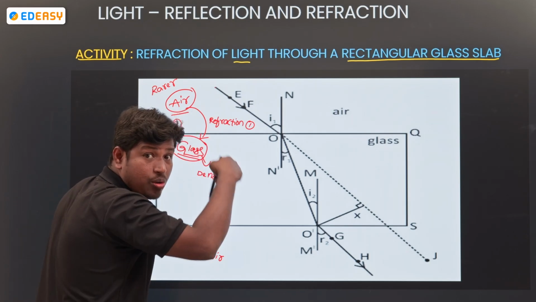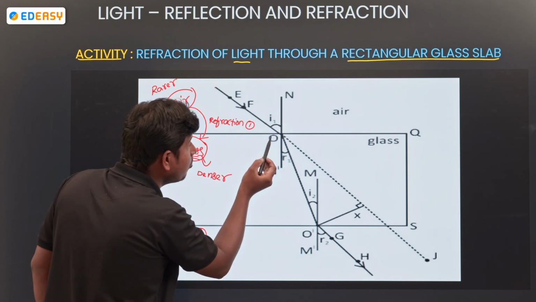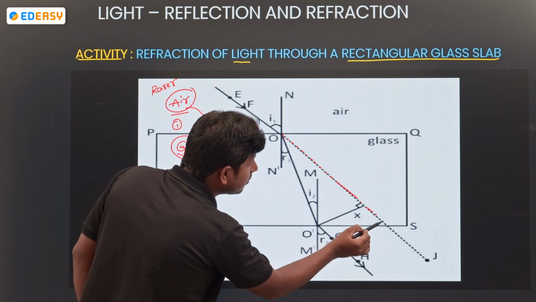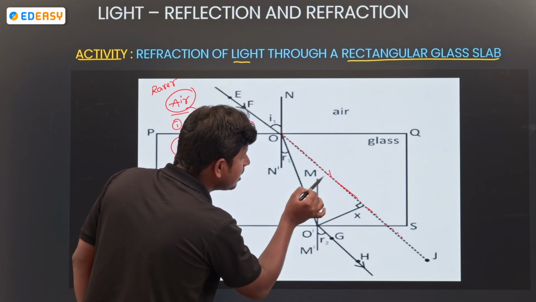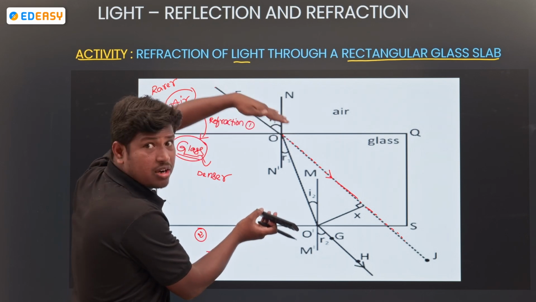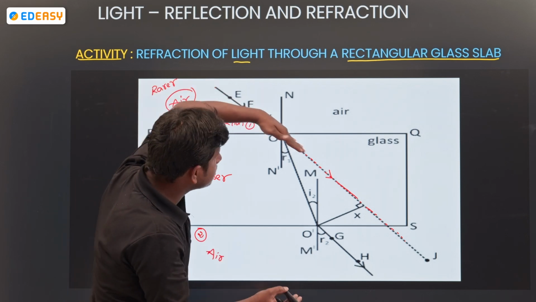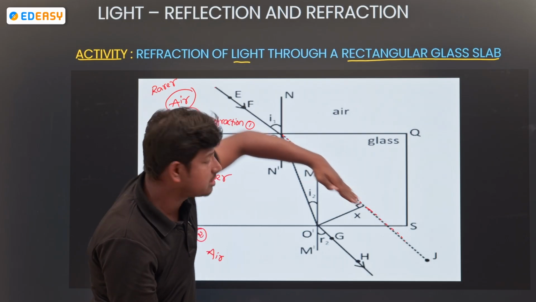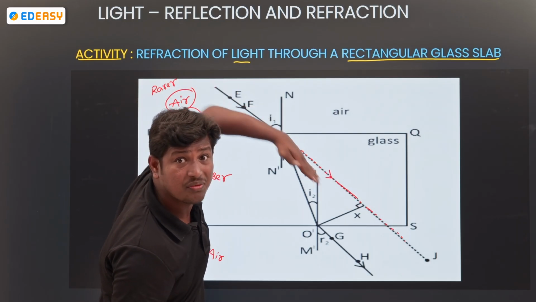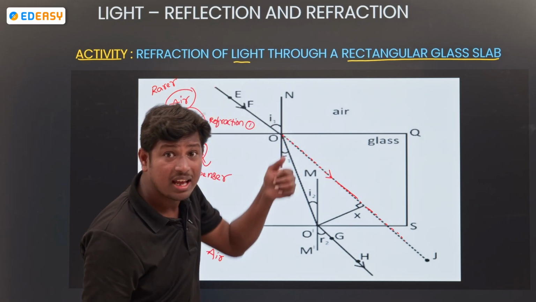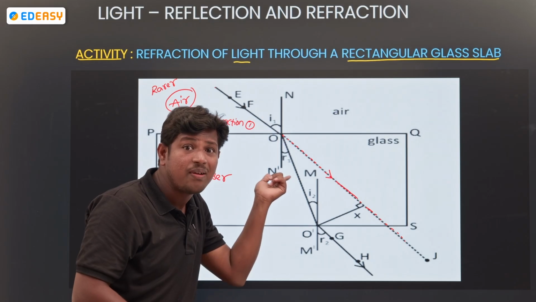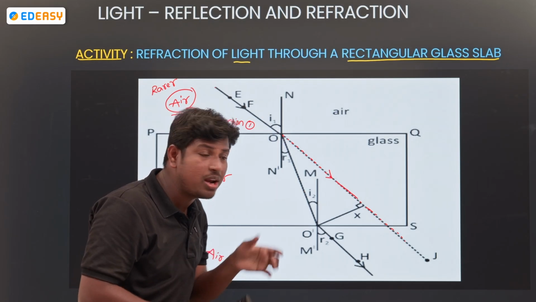So air to glass, what happened? This is the actual direction of the light ray. See, the imaginary ray is there now. If the glass slab is not there, how will it go? It goes in a straight line, because only one medium is present. But the glass slab is there now. It is a second medium. Whenever it enters the second medium, what happened?